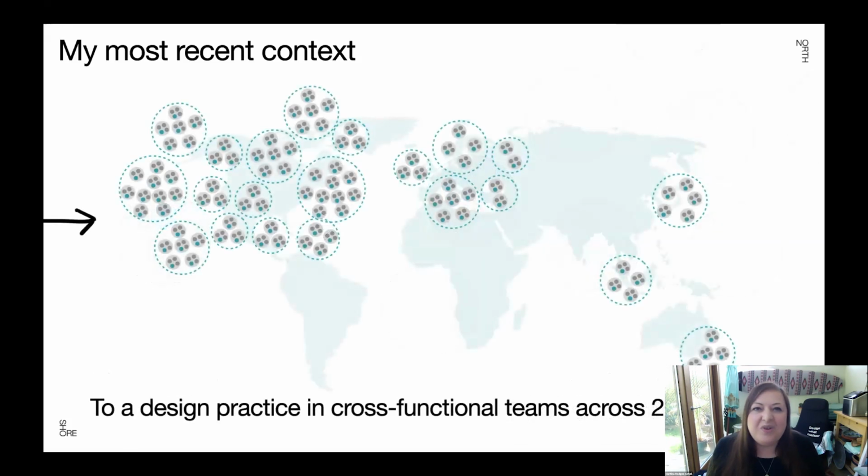In our consulting work, we help our clients advance and establish their practices as well. And from there, I took on the role of leading the practice globally across 20 teams across the globe for a US-based organization. So quite a spread and quite a challenge in keeping all of those people connected and working together.